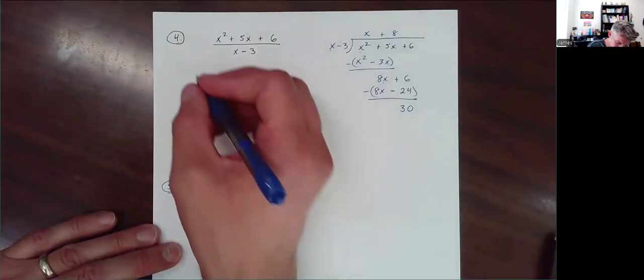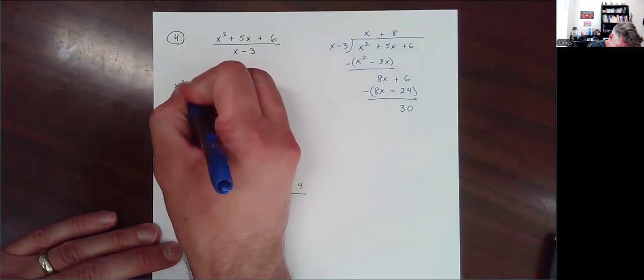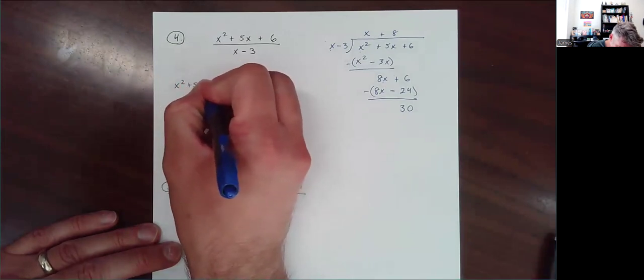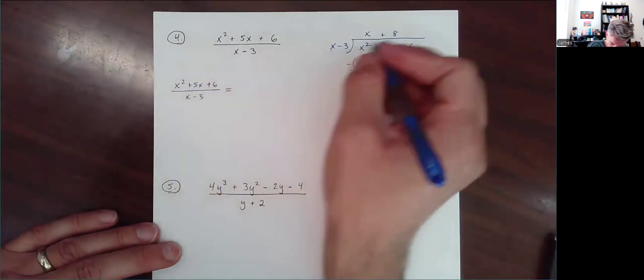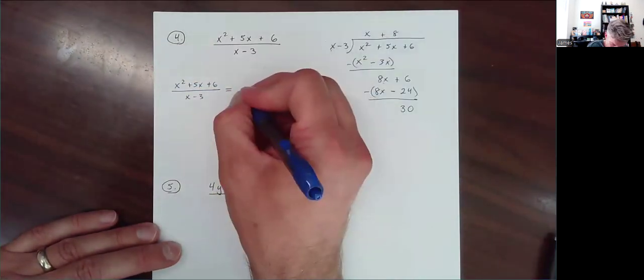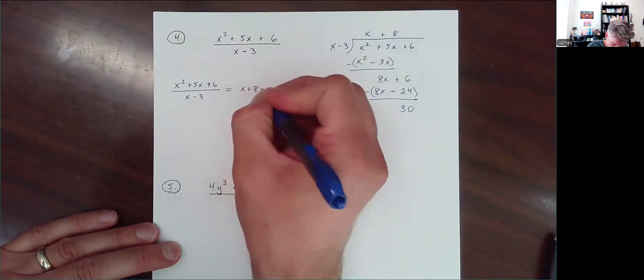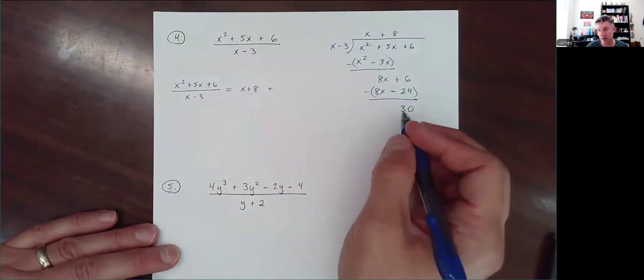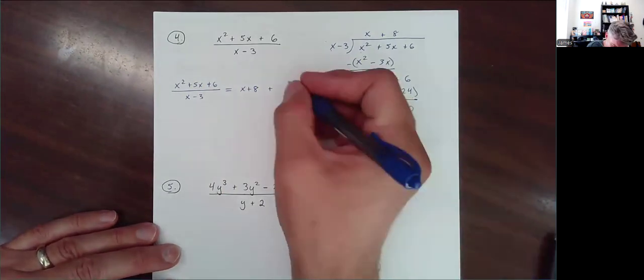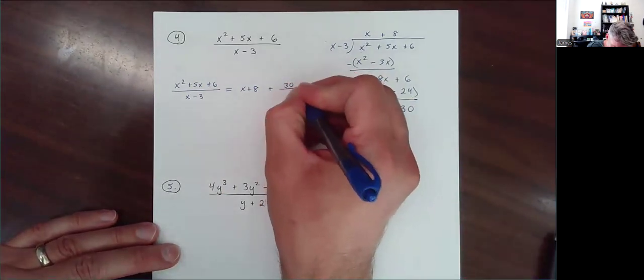And again, I like to write it as my original quotient, x squared plus 5x plus 6 over x minus 3 is equal to the quotient x plus 8 plus, well, this 30 still has to get divided by x minus 3. But since we can't do that, we're just going to write 30 divided by x minus 3.